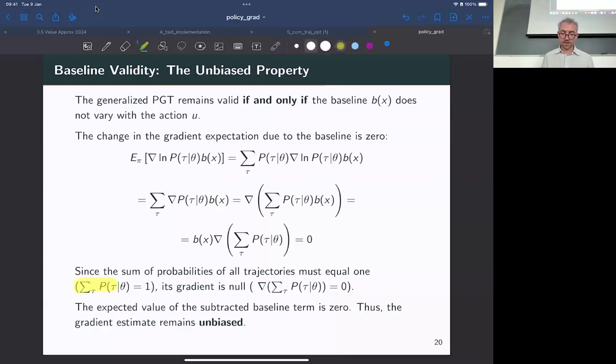So the property I have to exploit is this one. Summation of the probabilities over all possible trajectories is 1. So that's a constant. So this proves that introducing the baseline does not introduce a bias. We are still unbiased, which is good. It's a very nice property to have.